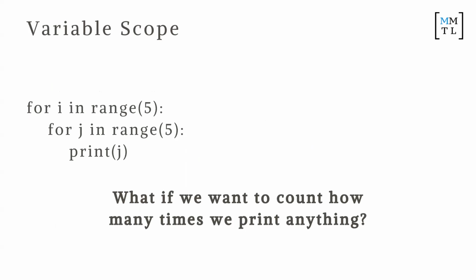Okay, so in this case here, what if we want to count how many times we print anything? How would we do so? So think about it, we need to have a variable that, for example, increments here, right? Every time we print something, it just adds one to the counter, right? But how do we make sure that the variable actually persists throughout the whole for block?